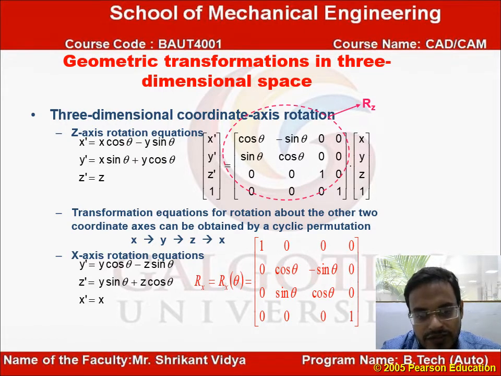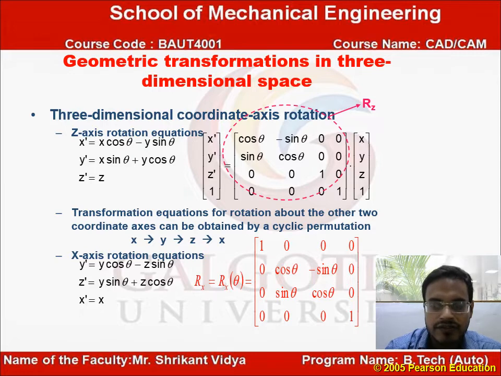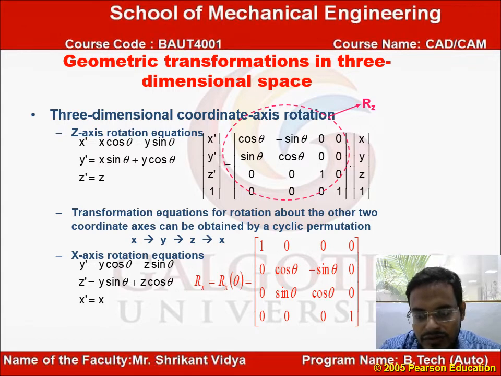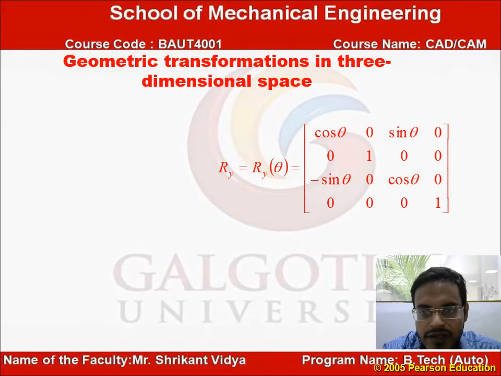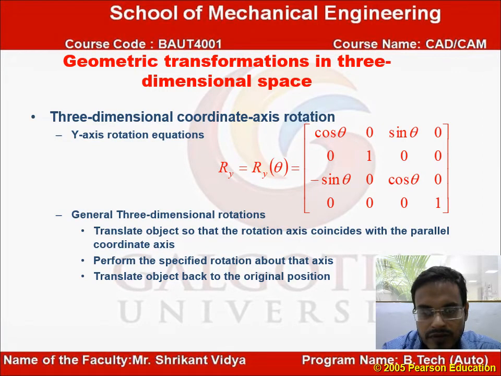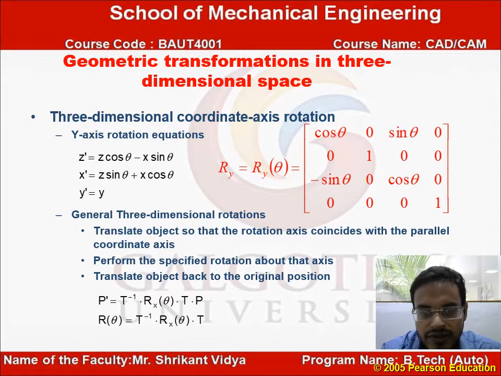For x-axis rotation the equations are: y dash equals y cos theta minus z sin theta, z dash equals y sin theta plus z cos theta, x dash equals x. So Rx is the rotation about the x-axis, and these are the final coordinate equations. If you rotate the object around the y-axis, the equations become: z dash equals z cos theta minus x sin theta, x dash equals z sin theta plus x cos theta, y dash equals y. So this is the rotation matrix in 3D transformation if you are rotating about the y-axis.